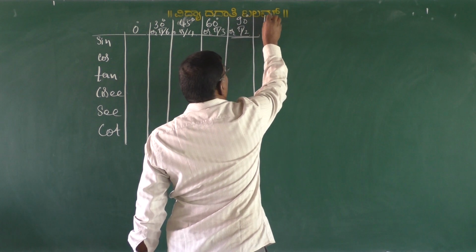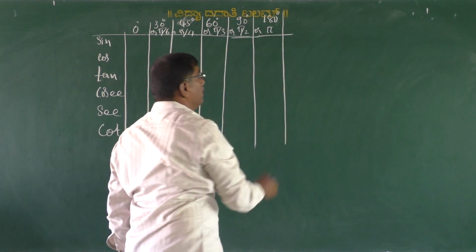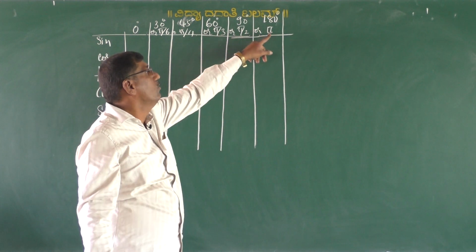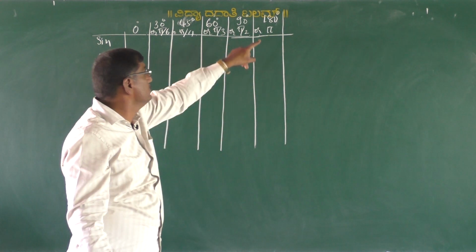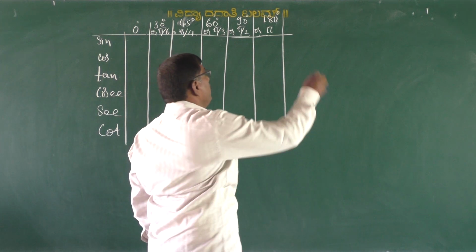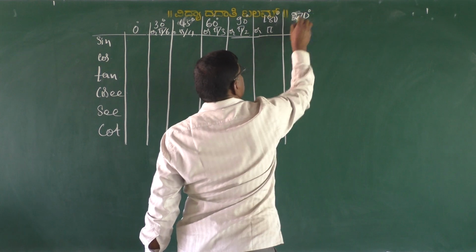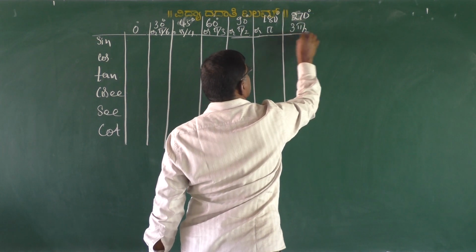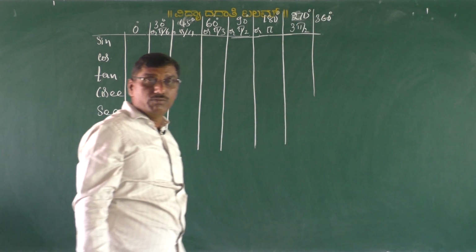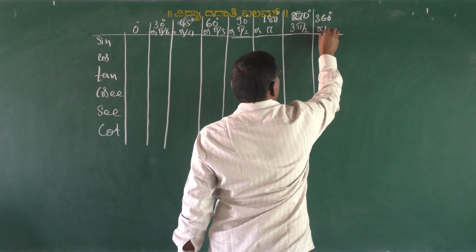Next, 180 degree or pi. We know the relationship between radians and degrees, isn't it? That is 180 degree or we can write that one as pi. These are all in radians, these are all in degrees, my dear students. Next one is 270 degree, that is 3 pi by 2 in radians. Last one is 360 degree, that is 2 pi.